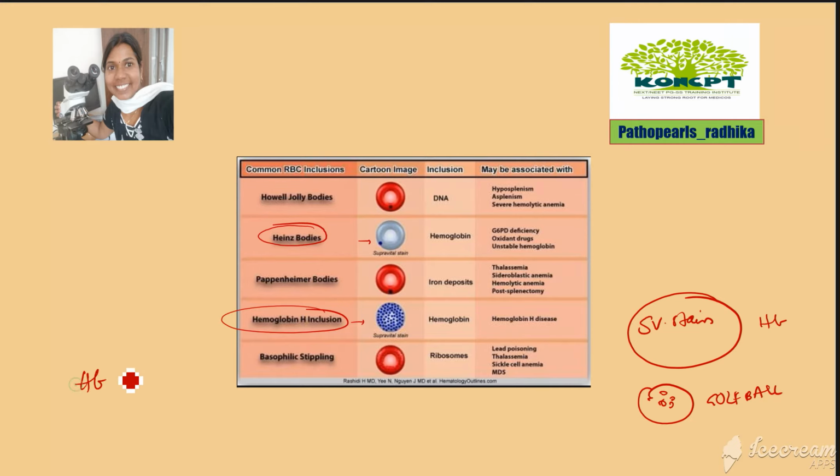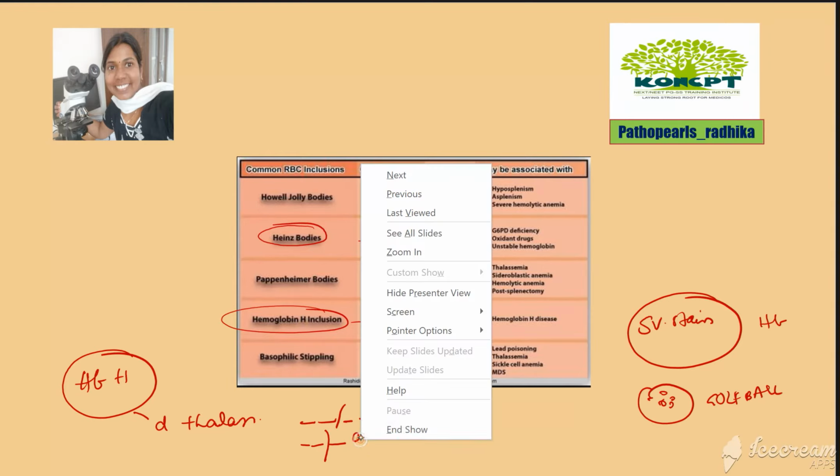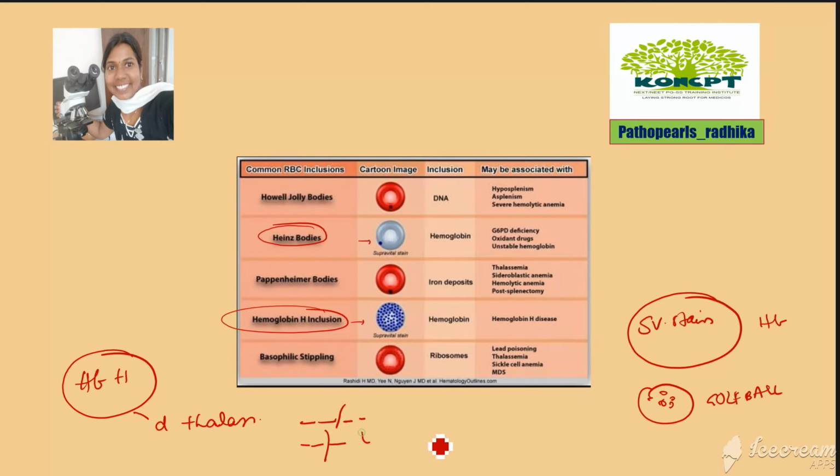So what is HbH disease? HbH disease is a type of alpha thalassemia. You have 4 genes coding for the alpha globin gene. If you have 3 genes deleted, you can get HbH disease. But if you have 4 genes deleted, you get something called hydrops fetalis. So HbH disease is alpha thalassemia in which you have 3 alpha genes deleted.